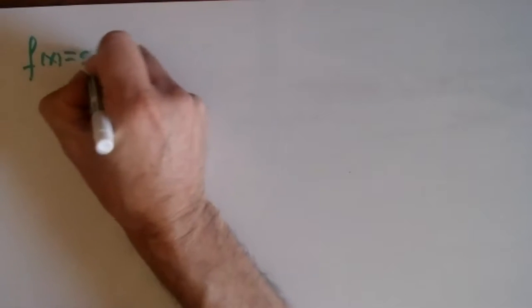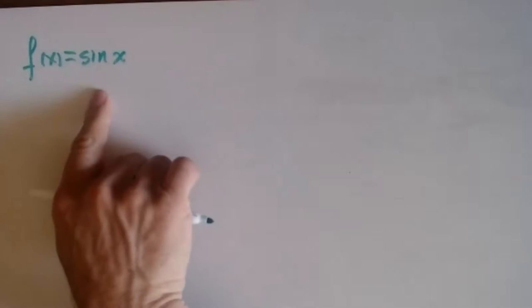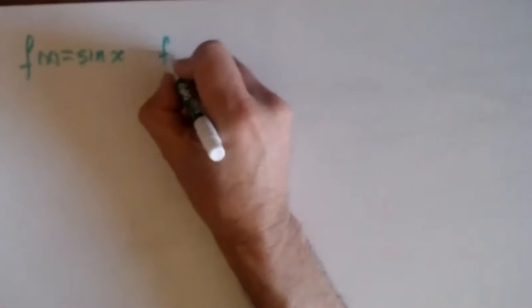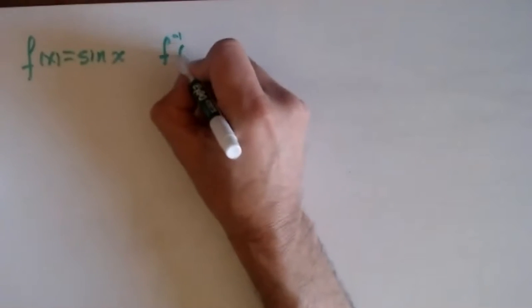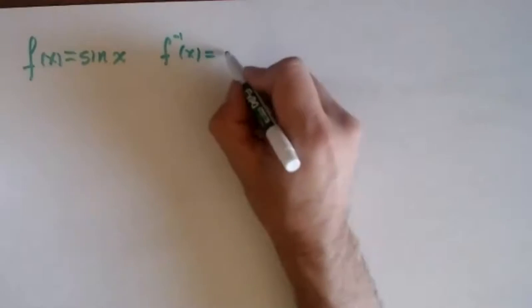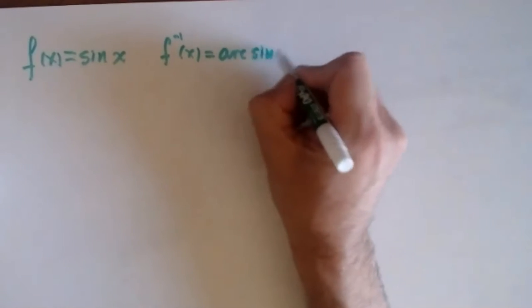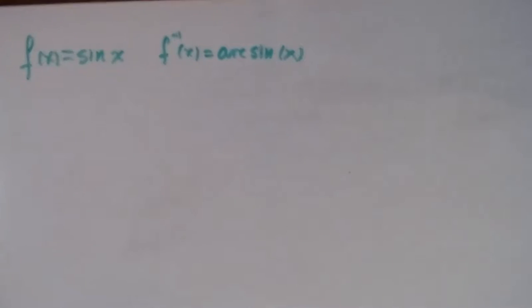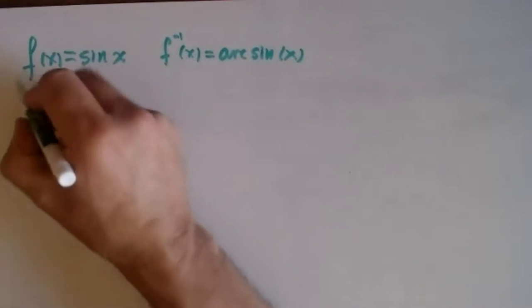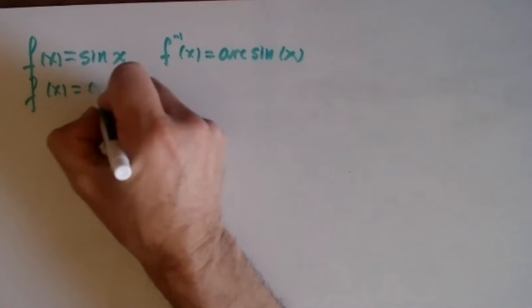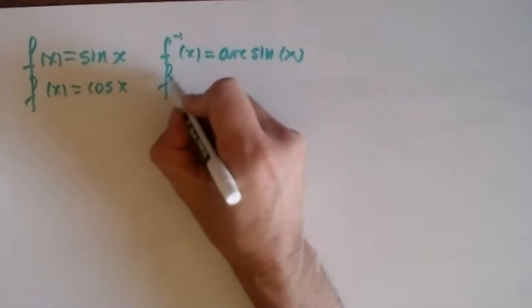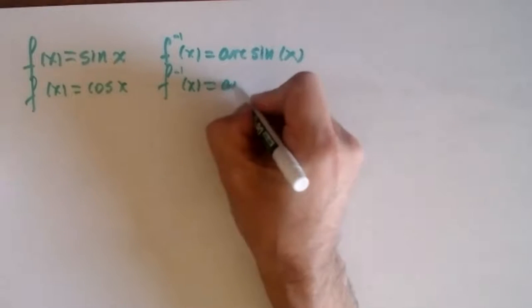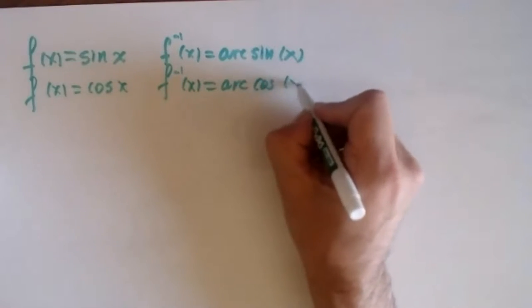So when we have, for instance, f of x equals sine x, this is the trigonometric sine function, the inverse function f negative 1 of x is going to be the arc sine of x. So this is the sine, this is the inverse. For the cosine, we're going to have f negative 1 of x, the arc cosine of x.